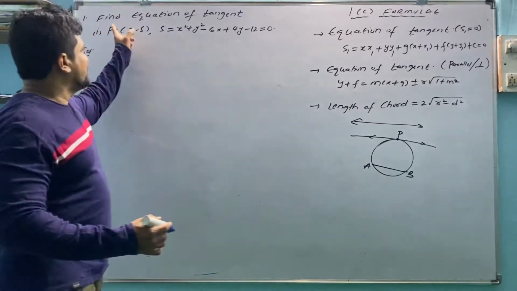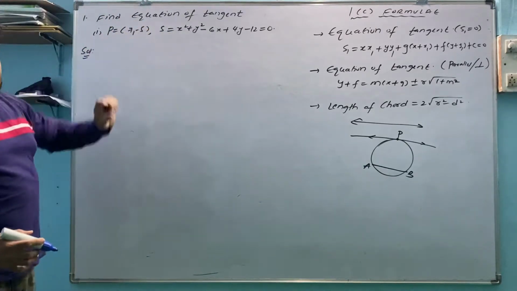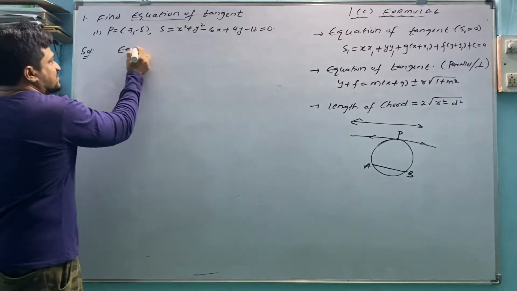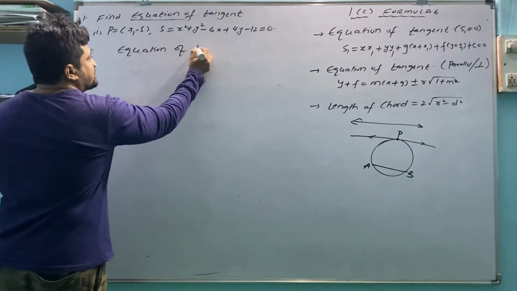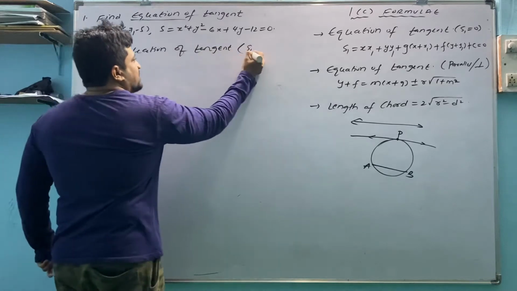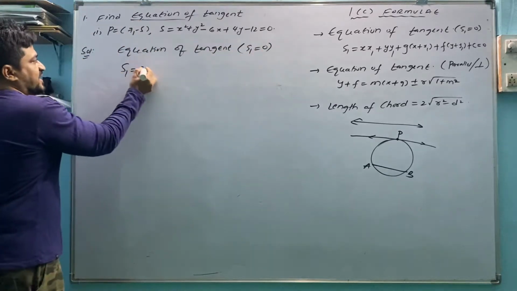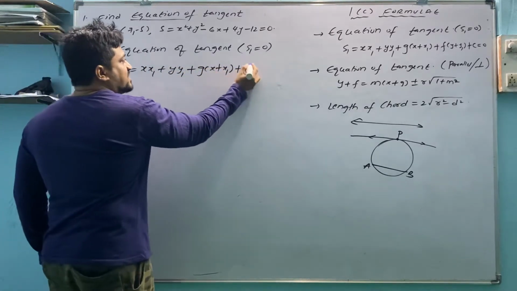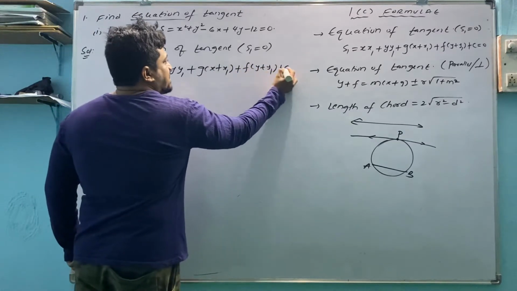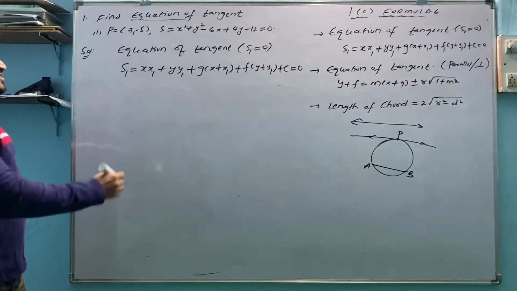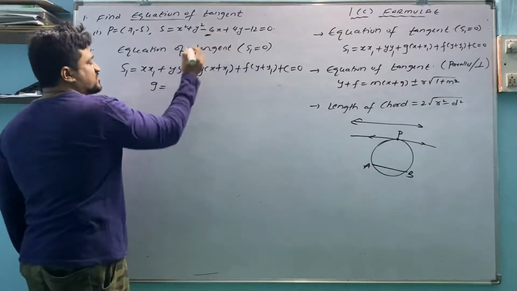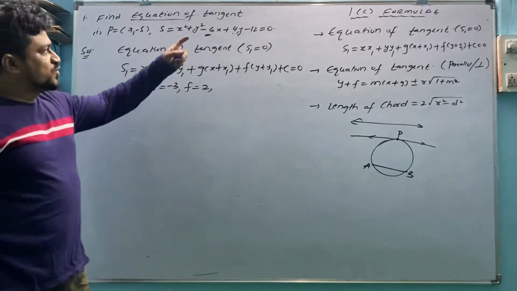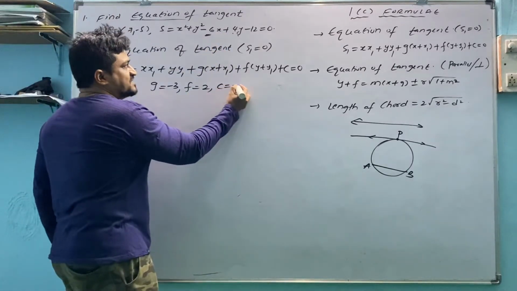Now, coming back to the question, we need to find the equation of tangent. Point and circle are given to us. So the first thing to find the equation of tangent, we will write the formula for tangent. Equation of tangent, that is S1 equals to 0, then we can write xx1 plus yy1 plus g into (x plus x1) plus f into (y plus y1) plus c equals to 0. Now we need g value. g is equal to half of the coefficient of x, f is equal to half of the coefficient of y, or you can take 2g is minus 6, 2f is 4, then cancel and write it. c as it is, minus 12.